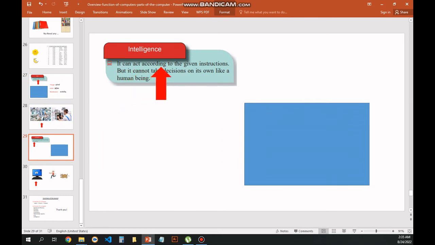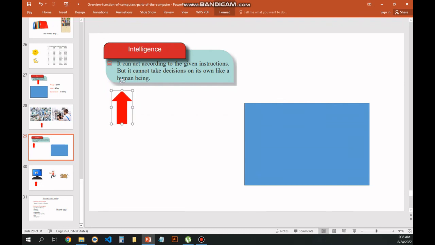It can act according to the given instruction. So keep in mind, everyone, it can act according to the given instruction, but it cannot take decisions on its own like a human being. But these days the scientists are developing AI computers, that means artificial intelligence, where they can make decisions even. But our content, whatever we have in our grade 6 book, is like this. So keep in mind, the computer is not an intelligent thing according to this book.